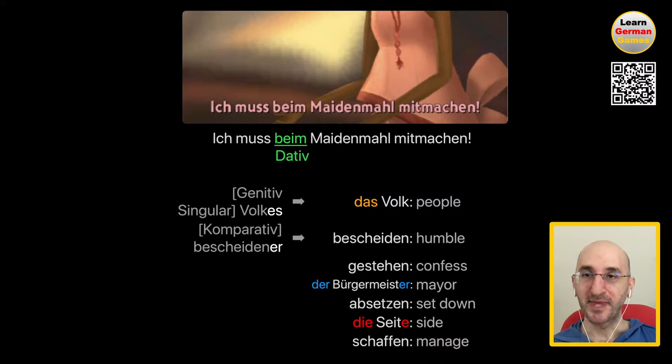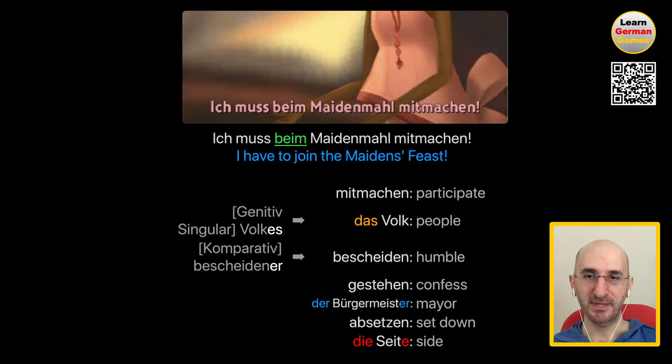Ich muss beim Maidenmahl mitmachen. Mitmachen is a separable verb that means to participate, literally with make or with do. If you're doing something with other people, you are participating, you are joining. I have to join the maiden's feast. Ich muss beim, by the, so this is short for bei dem Maidenmahl mitmachen.